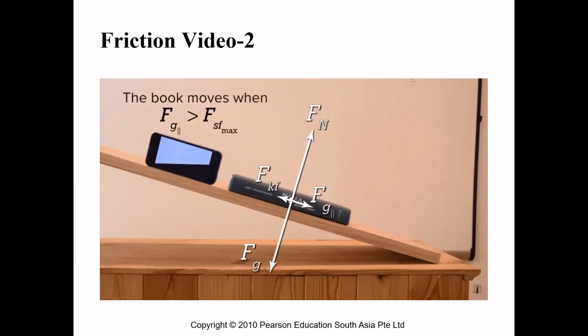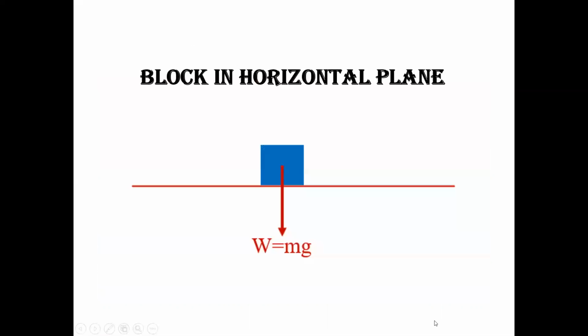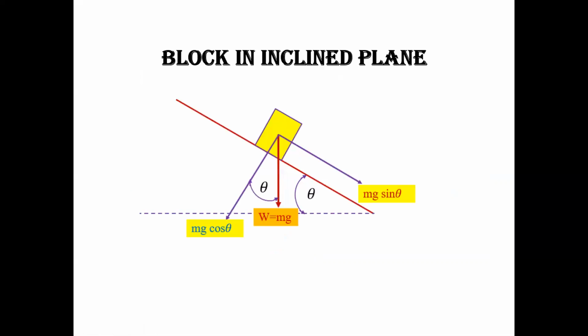That's all. Now I'll explain this in the slide. Say a block on a horizontal plane: W is equal to mg working downward. When it is on an inclined plane, it will have two components. One is mg cos theta and one is mg sin theta. This is theta, this is also theta, you know it from geometry.